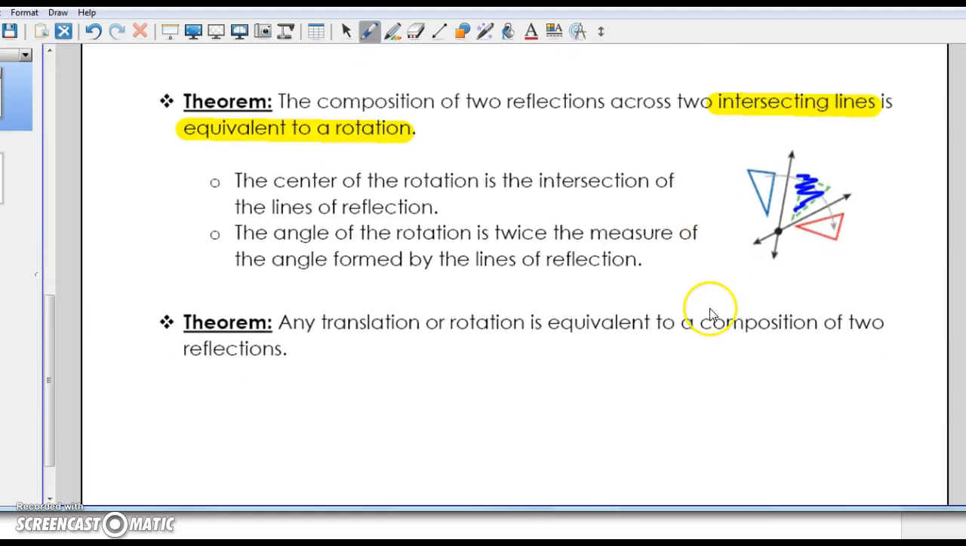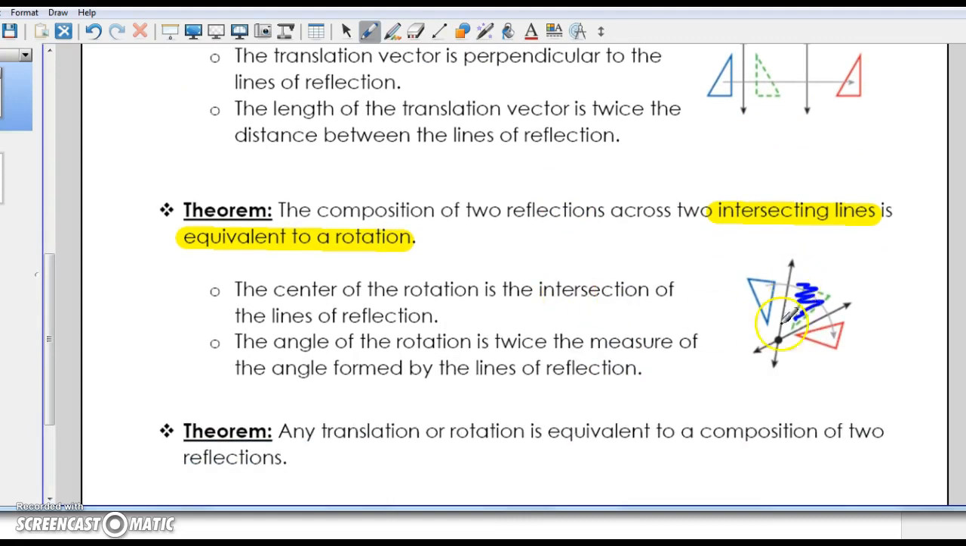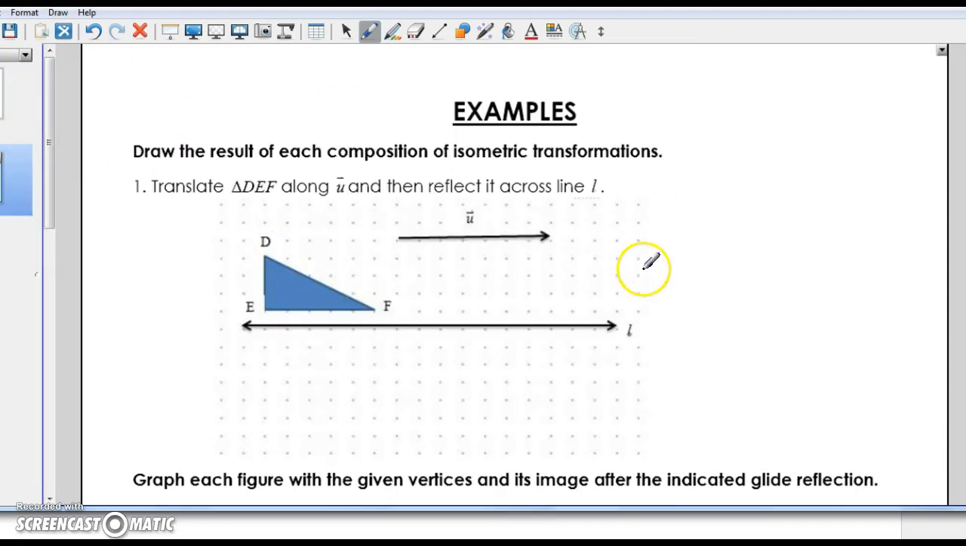And then our final theorem on this first page is that any translation or rotation is equivalent to a composition of 2 reflections. The difference is, did we reflect it over parallel lines? If we did, that's equivalent to a translation. Or did we reflect it over intersecting lines? If that's true, then it's equivalent to a rotation. Okay, so let's turn to the back of your page and do some examples.